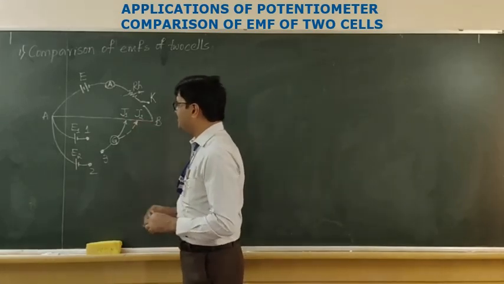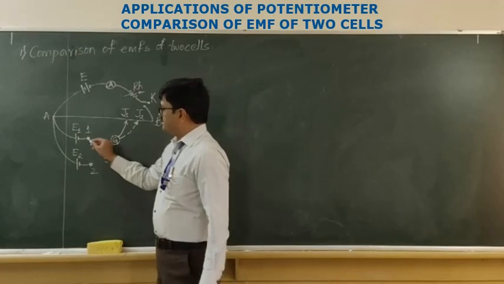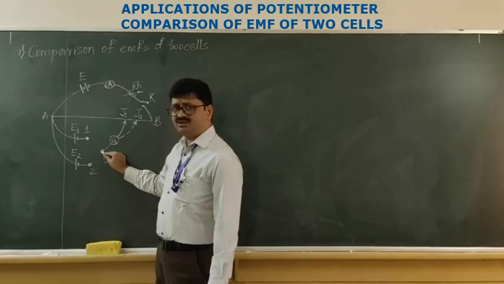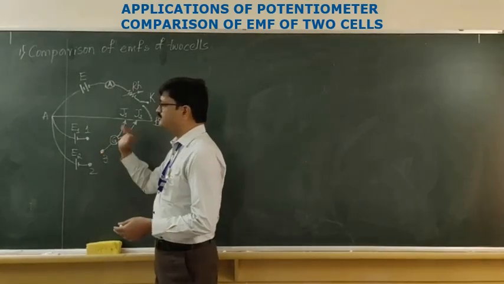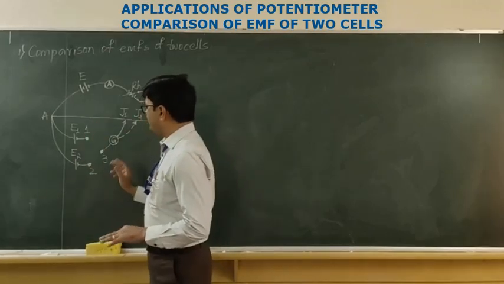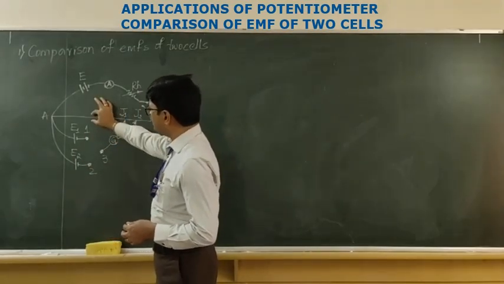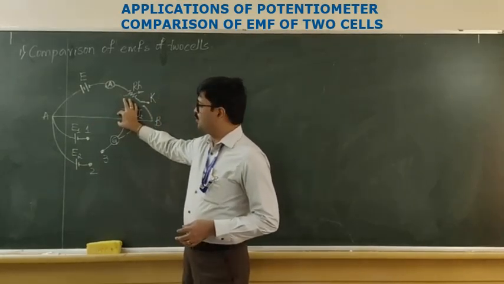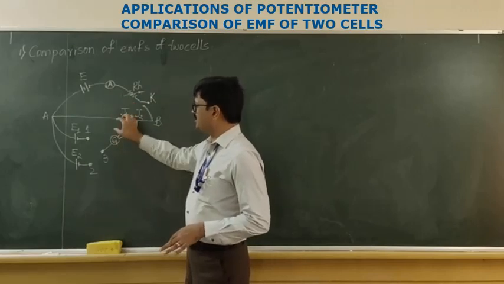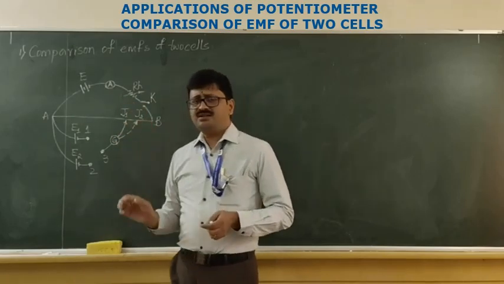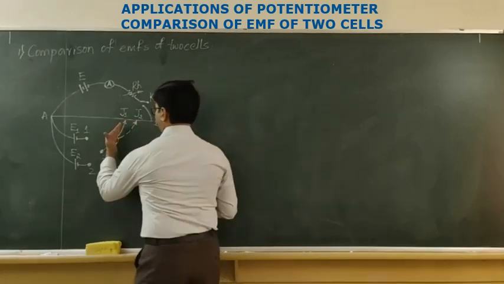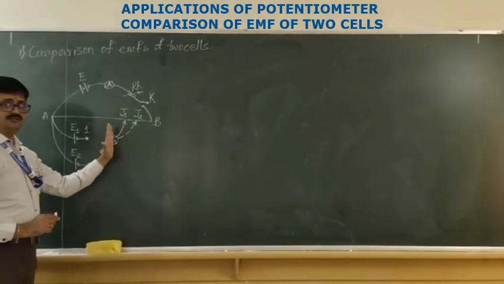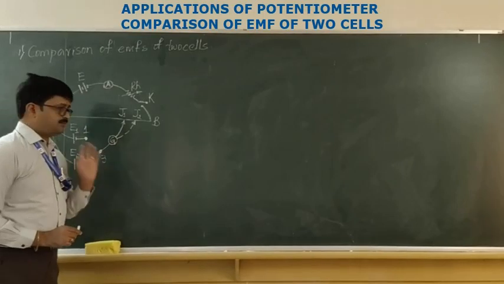Then, as you can notice here, firstly I will connect cell E1 to connector 3. Then the galvanometer will show deflection very clearly. Because of that, now I will make the jockey move on this particular wire. I will ensure that the jockey is moved such that the galvanometer deflection, which was non-zero, slowly starts coming to what? Zero deflection. This is one thing that you should remember.